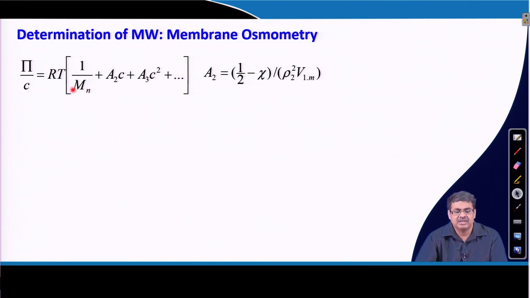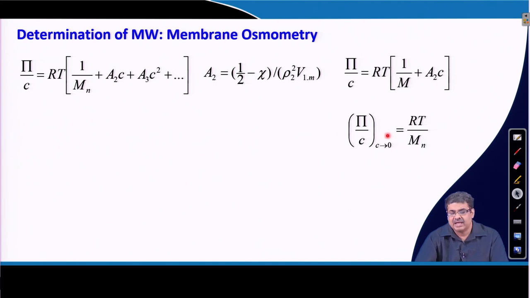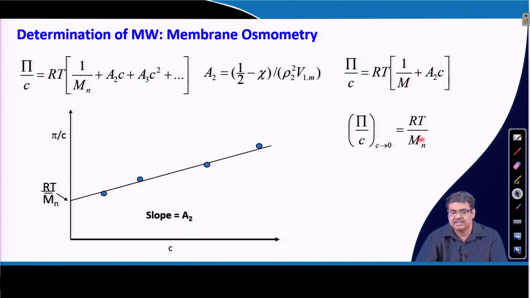So instead of M, now we are putting Mn, and we have seen this expression. So now we can plot this pi by c for several polymer solutions of different concentration, and then plot pi by c with respect to c, then we can basically get a straight line. If we talk about very dilute solution, then we can ignore the second order terms. So we can just write only the A2 c term, and at c equal to 0, the intercept will give us this quantity from which we can get the Mn value.